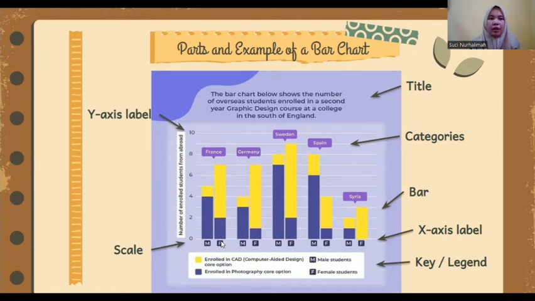Third is the scale. The scale shows the units used on the bar chart. Fourth is the bar. The bars measure that number, and we have the key or legend. The key, just like on a map, helps readers to understand what they are looking at. In here, we have enrolled in CAD or computer aided design course option, and enrolled in photography course option, male students and female students. And the last we have categories. The categories are the type of data used.